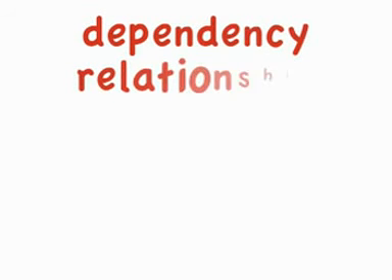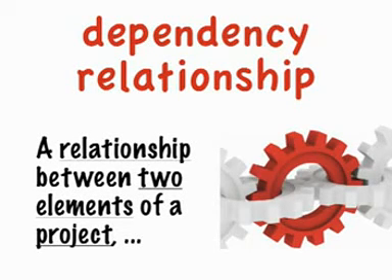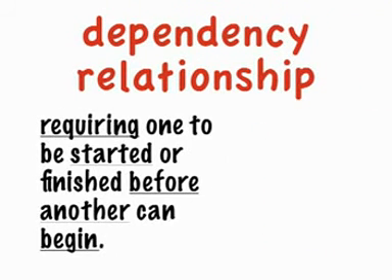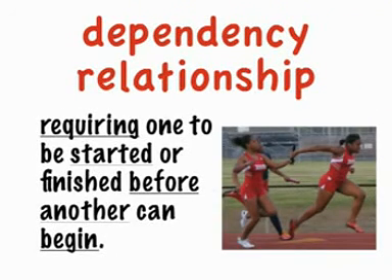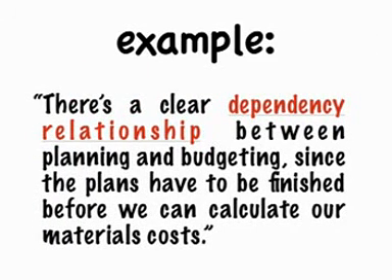Dependency relationship. A relationship between two elements of a project, requiring one to be started or finished before another can begin. There's a clear dependency relationship between planning and budgeting, since the plans have to be finished before we can calculate our material costs.